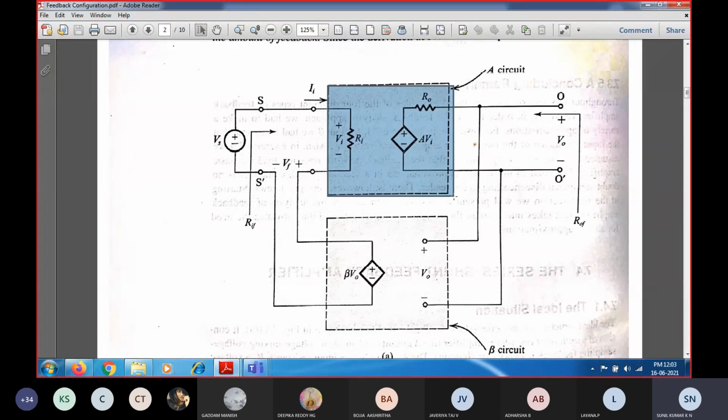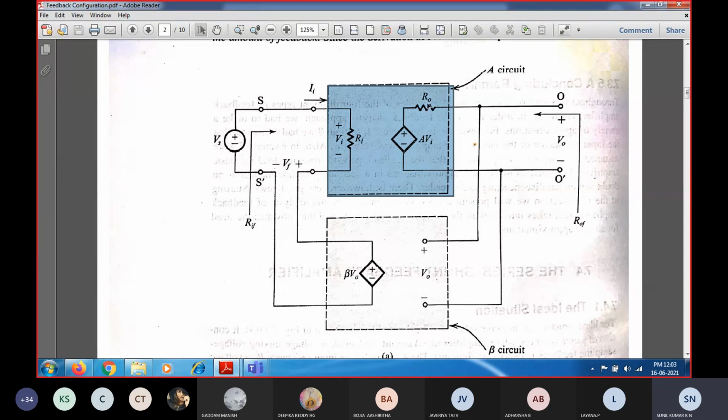We have taken the assumption that it is going to have a source as well as a load connected to this amplifier. So for that we are going to have an input resistance Ri for this amplifier, as well as R naught to include the load resistance as well.